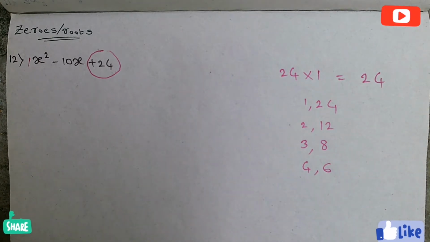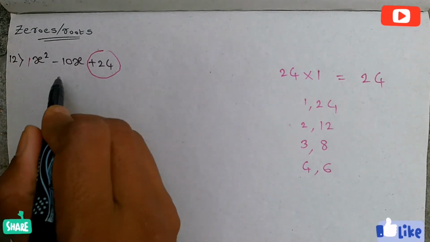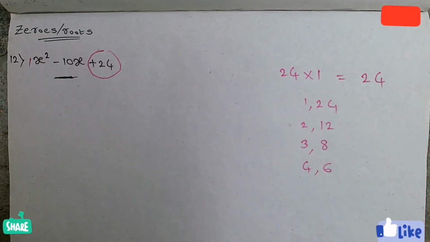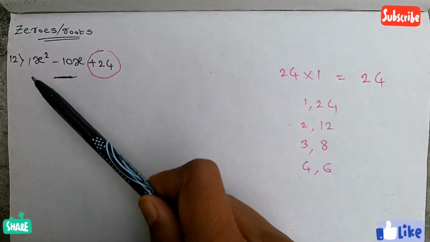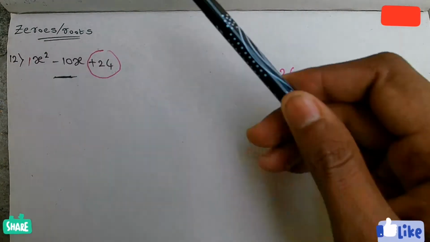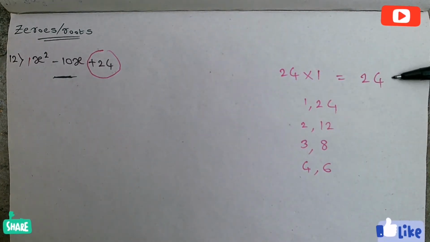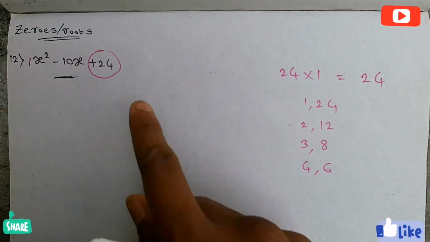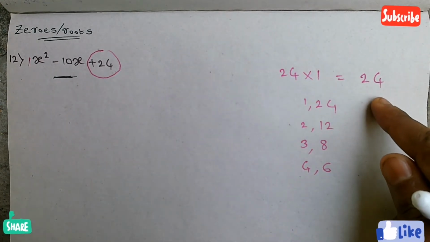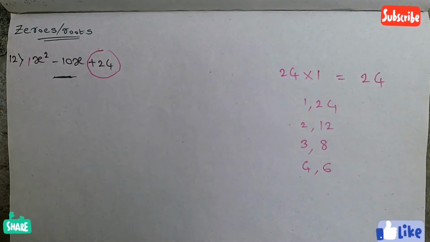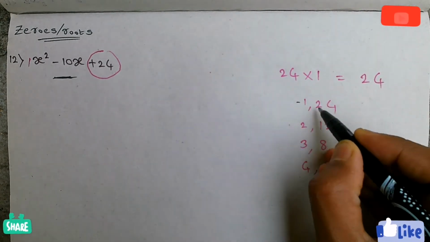So now these are the 4 possibilities. From these 4 possibilities we need to pick one which satisfies the middle number, minus 10. In the given question the middle number is minus. After doing the product we got plus. So the middle number is minus and our product is plus, which means both the numbers should be negative. So I'll keep the negative sign now here.